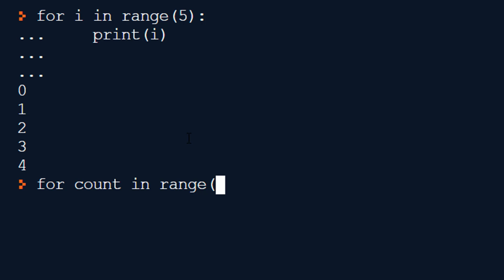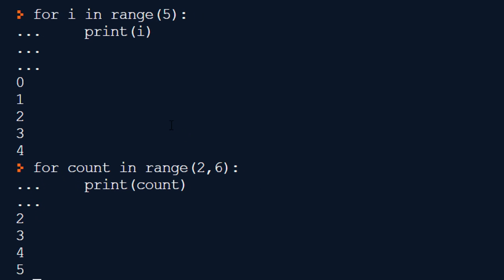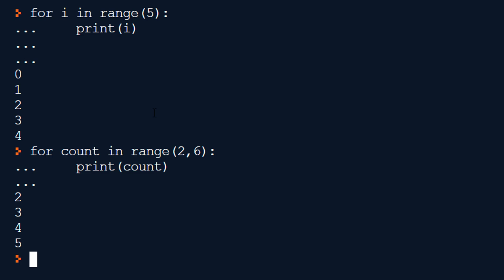So range can take multiple arguments. If I want to start counting at 2, I put in 2 as my first argument, then a comma, and the second argument is going to be, again, the upper range, but not including that number. So if I want to go up to 5 this time, I'm going to put 6, press enter, and again I have to make sure I do my tab, which I forgot. Print count and press enter again, and this time we get 2, 3, 4, 5.